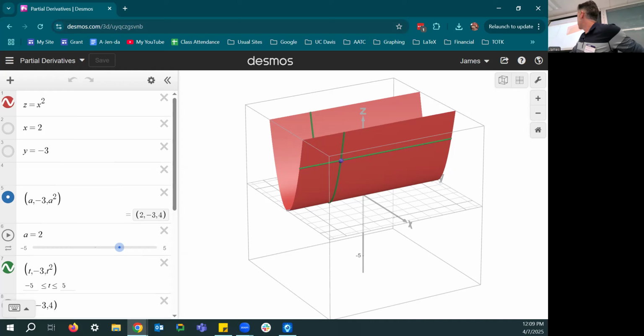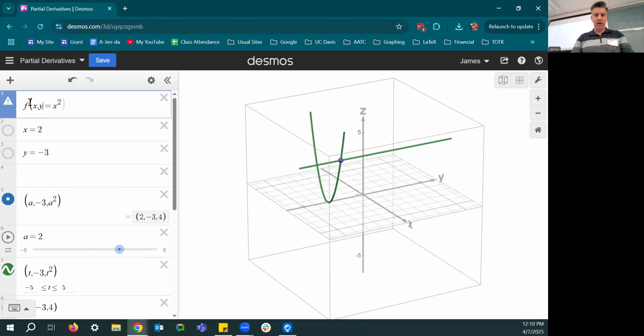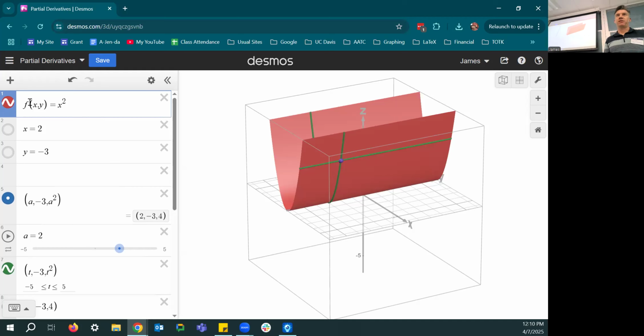You might be wondering why I put this picture up here for a very good reason. I just want to talk a little bit about what a partial derivative really means. So here's a surface. It's z equal to x squared, or if you prefer, we could have written it as f of x comma y equal to x squared.